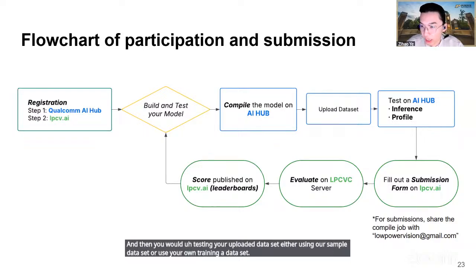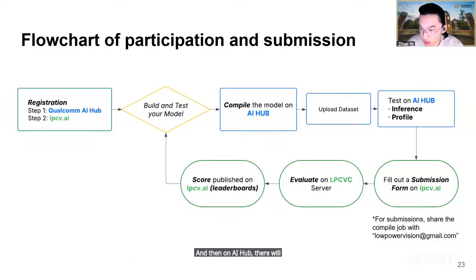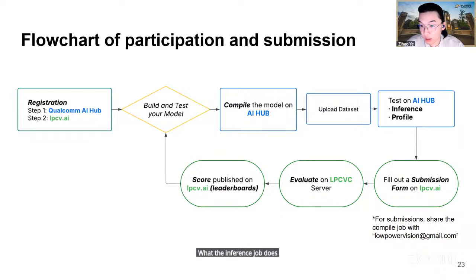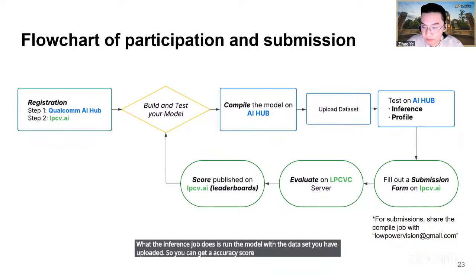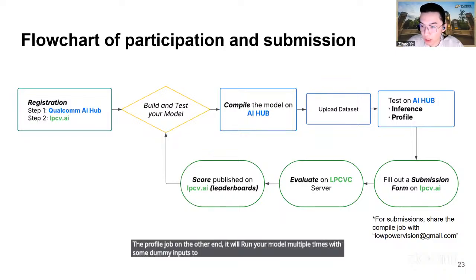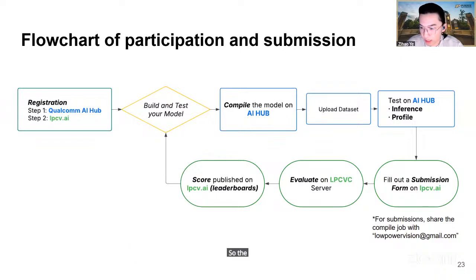And then on AI Hub, there will be 2 different types of jobs that can help you test your model, the inference job and profile job. What the inference job does is run the model with the dataset you have uploaded, so you can get an accuracy score on AI Hub. The profile job, on the other hand, will run your model multiple times with some dummy inputs to measure the execution time. So the inference job and profile job are exactly the same thing we'll be using to evaluate your model on our end.